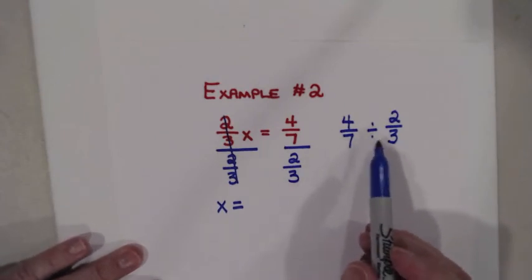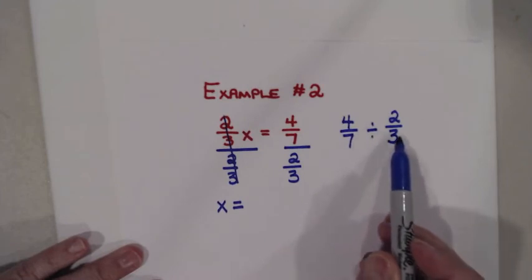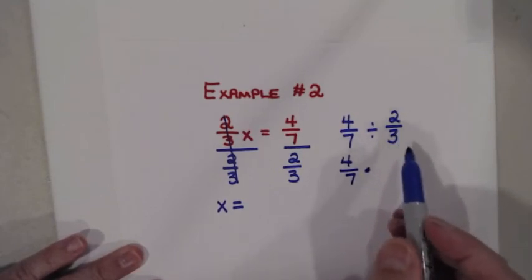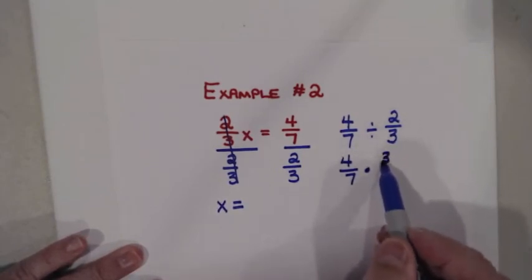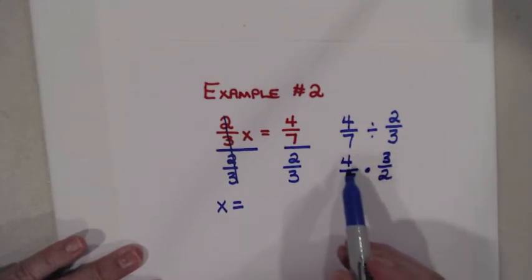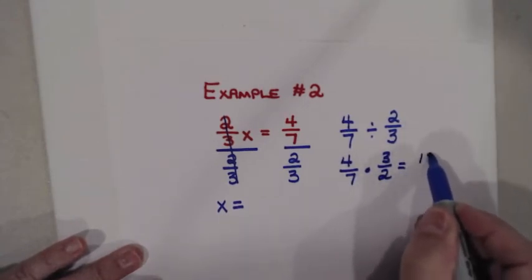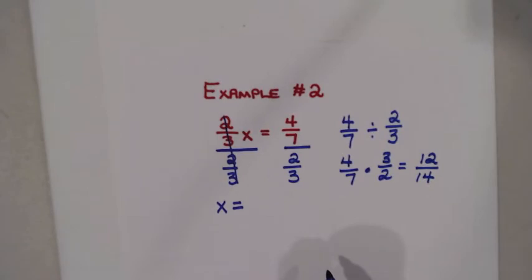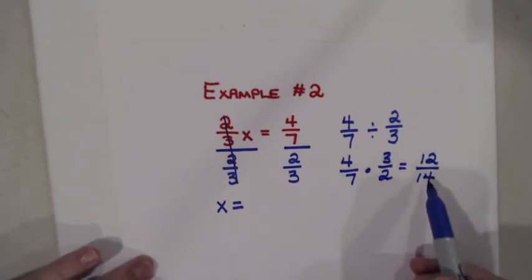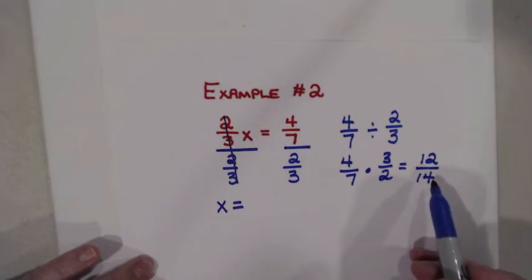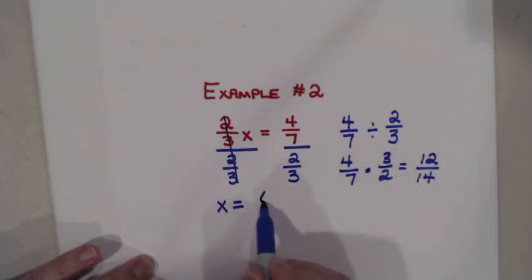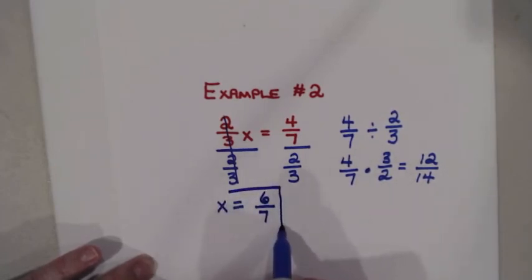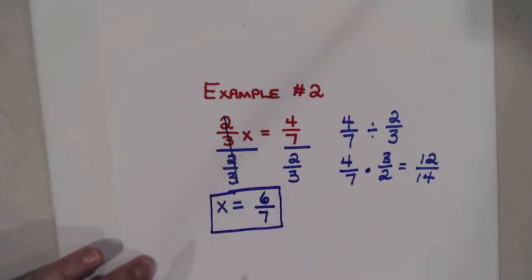Again, I have to remember my rules for multiplying and dividing fractions. My rule is I have to change this and flip the second one. I'm going to change the division into multiplication, and I'm going to write the reciprocal of this fraction, 3/2. Then I'm going to multiply my top numbers together and multiply my bottom numbers together. One other thing I need to do with this is simplify it. I need to find a number that will go into 12 and 14. That's 2. 12 divided by 2 is 6. 14 divided by 2 is 7. My answer on this one, 6/7.